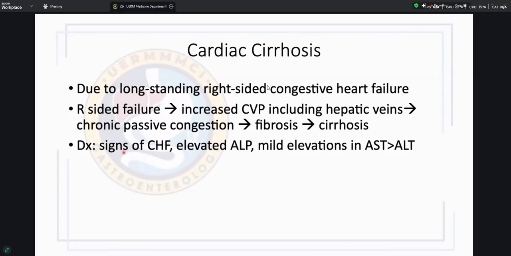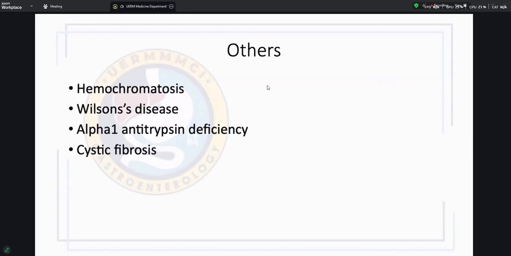The most prominent symptoms are signs of congestive heart failure with maybe an elevation of alkaline phosphatase and mild elevations in AST and ALT. These are some of the less common causes of chronic liver disease that can progress to cirrhosis, but we will not discuss them during this lecture.